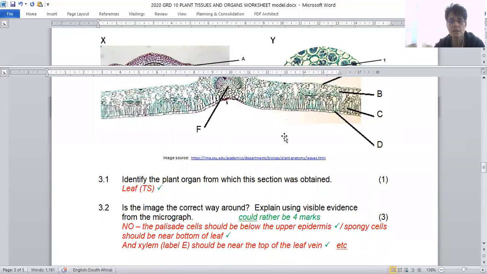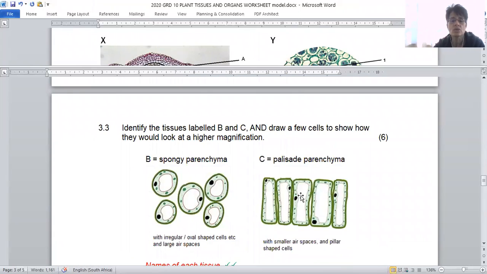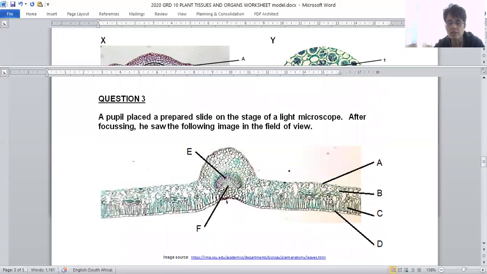Okay, here it's showing the other way around. So I think I've only got 3. Oh, it's out of 3, but I've said it could be out of 4. Yeah, if I even asked you to tabulate it, yes, then it could. Okay, identify tissues labeled B and C. So B are those little ones and C are the long ones.